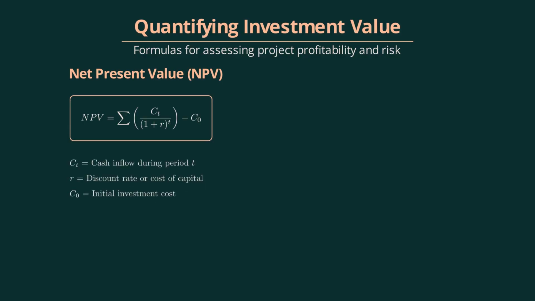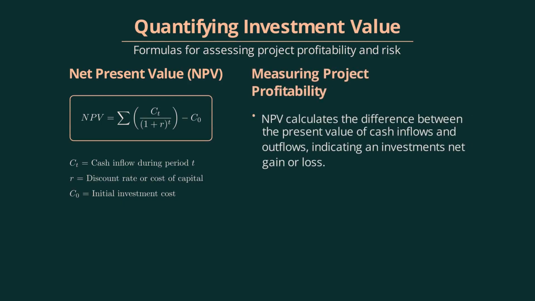Here, C sub t represents the cash inflow that you receive during a specific period t. The r denotes the discount rate, which is essentially your cost of capital or required rate of return. And C sub 0 represents the initial investment cost, the money you put in at the very beginning. This formula is crucial for measuring a project's overall profitability, helping you decide if it's a worthwhile investment. NPV calculates the difference between the present value of cash inflows and outflows, showing the investment's net gain or loss.